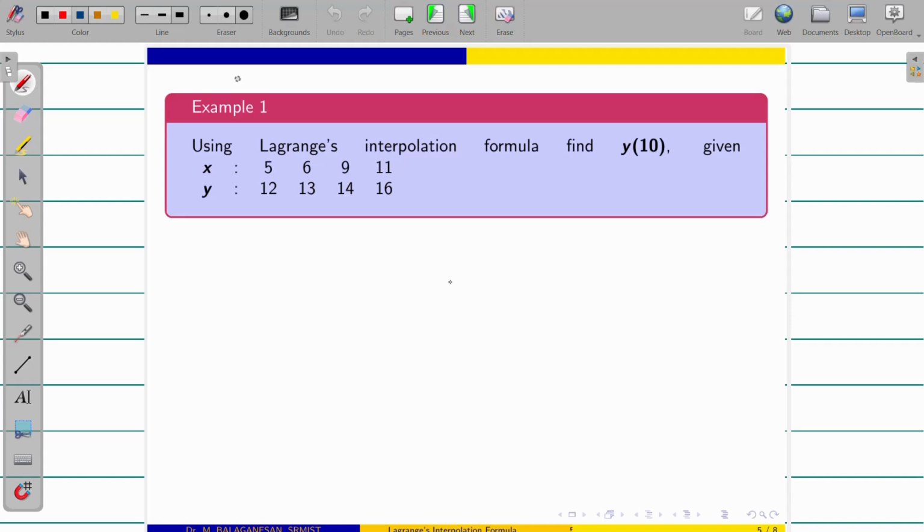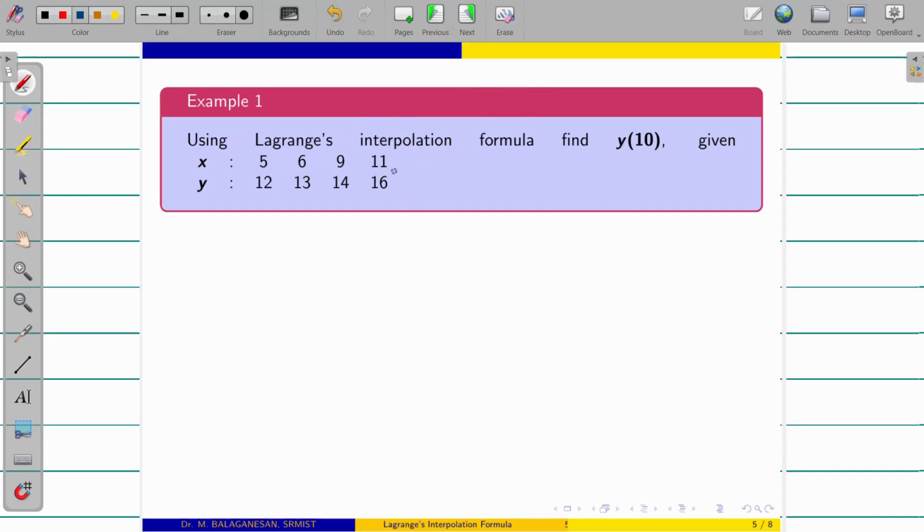This is the first example in Lagrange's interpolation formula. Look at that: 5, 6, 9, 11. So what about the values? The values are unequally spaced. As I told you already, Lagrange's interpolation formula is applicable for equal and unequal intervals also. For both, it is applicable. Clear?